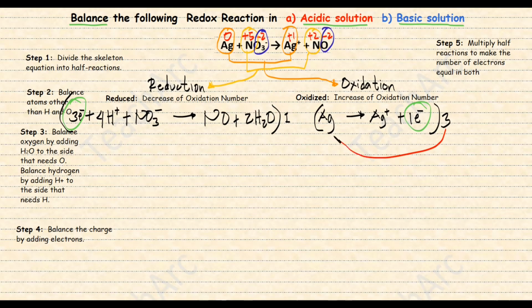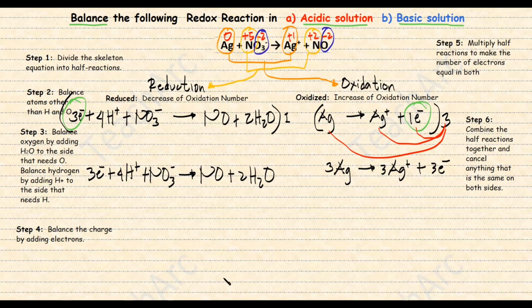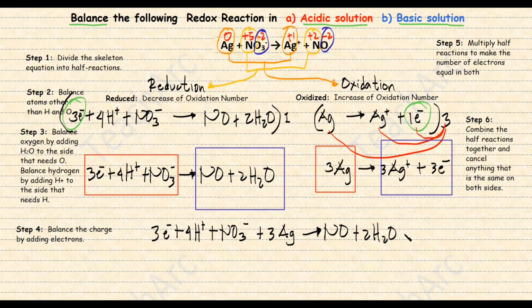Multiplying the oxidation reaction by 3 will give us 3 silver ion, and 3 electrons. There you can see that both our half reactions have the same number of electrons added, which is what step number 5 wants us to do. Now that we have the same number of electrons for both half reactions, we are ready to combine reactions to come up with just one redox reaction. We add the right sides of both reactions together and we will combine both left sides together.